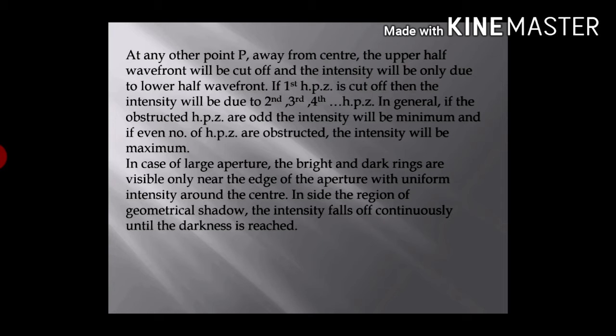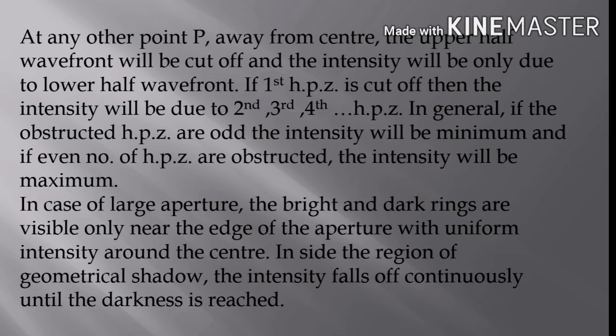In case of exposed half period zones, we know if an odd number of half period zones are exposed, then the intensity will be maximum. If an even number of half period zones are exposed, the intensity will be minimum. But in this case, the process is reversed. If an even number of half period zones are obstructed, then the intensity will be maximum. And if an odd number of half period zones are obstructed, then the intensity will be minimum.